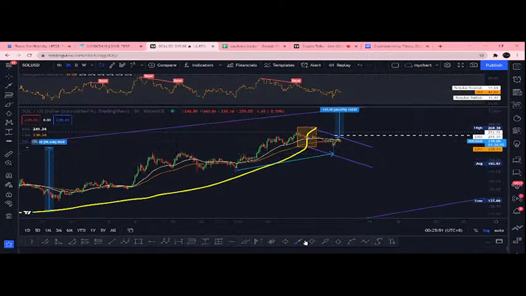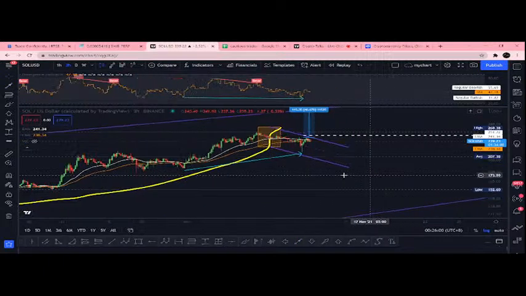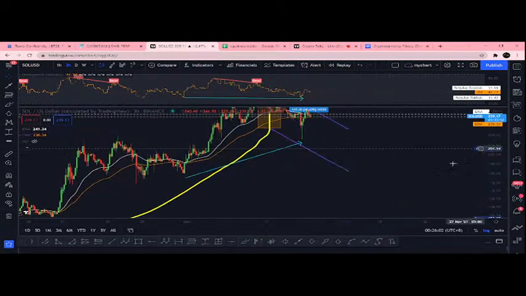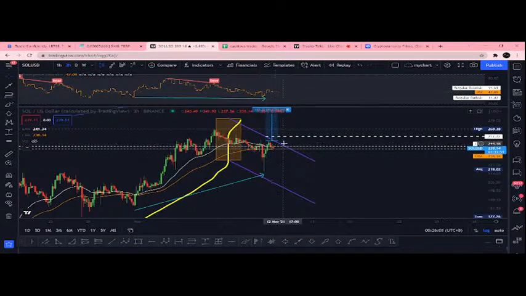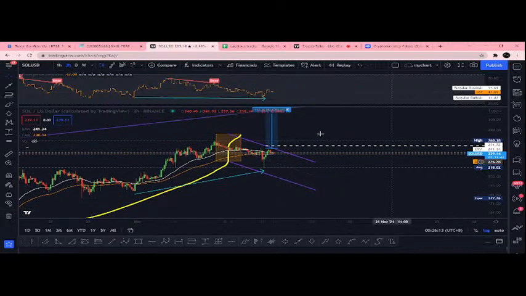So, we'll use that one as our support area. The one at 215, if I'm not mistaken. So 215 as support. On the 3-hour, yeah, we need to wait a bit and trade above 240 before I go long.